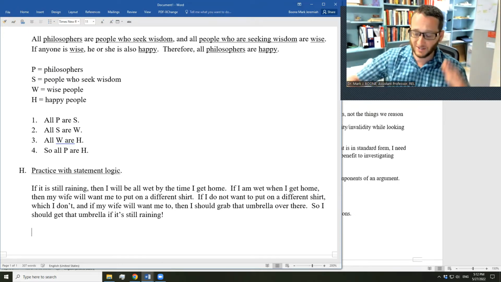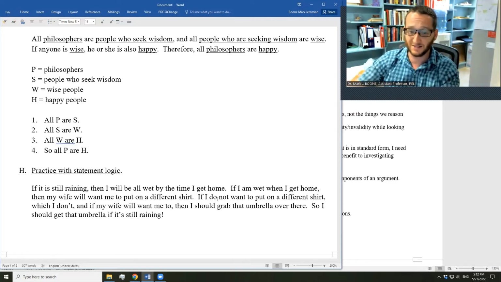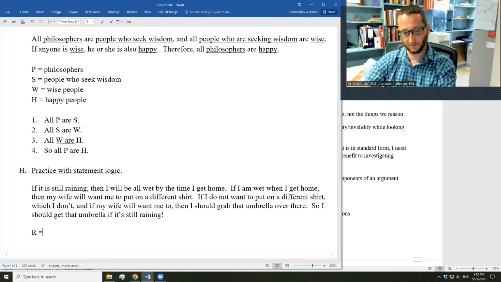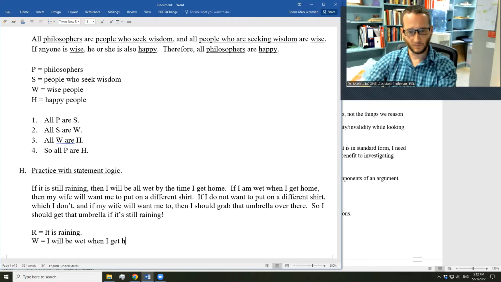Now let's symbolize it. Let's identify all the little statements it's made up of. Let's do R for it is raining. Let's use W for I will be wet when I get home. S, can't use W again for wife. Let's use S for shirt. D for different. Let's use D for different. Really, it doesn't matter what capital letter you use as long as you can keep track of them.